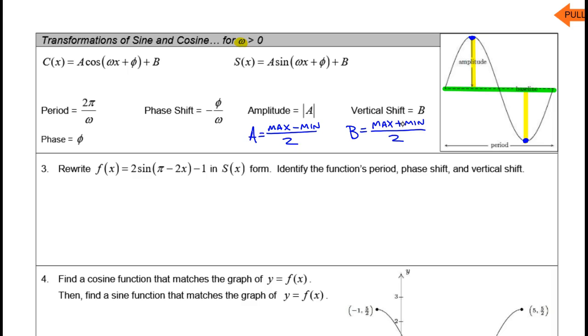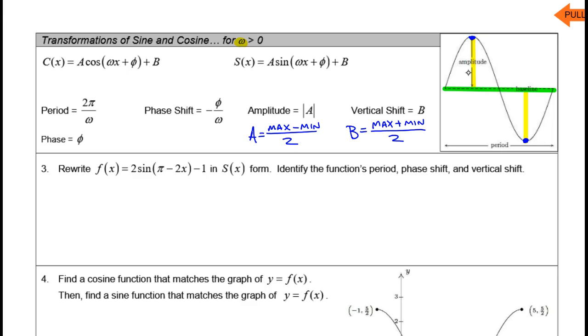For me personally, I like to think of the distance from here to here. This vertical change is top minus bottom, max minus min. If I want to know half of that, I divide by 2. That's how I get amplitude. Vertical shift, or the baseline, the location of the baseline, is the average of the max and the min. It's directly between the two.